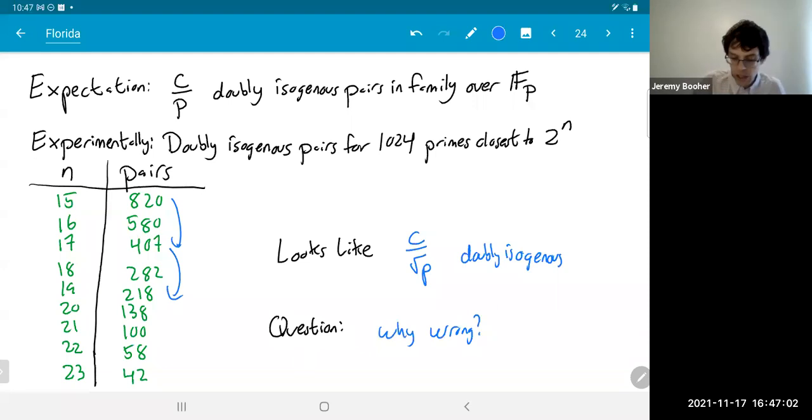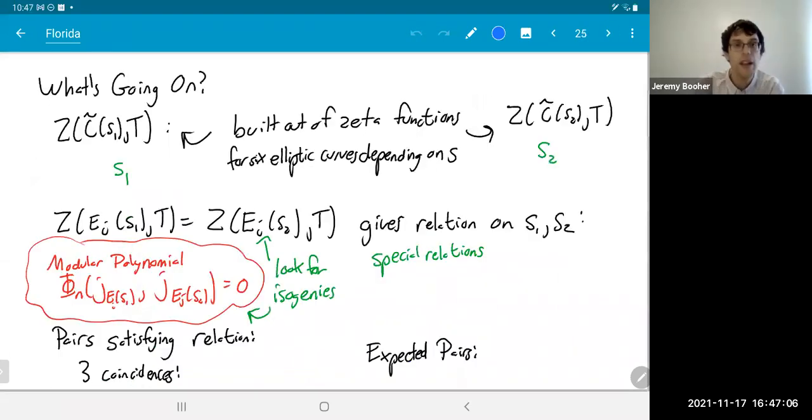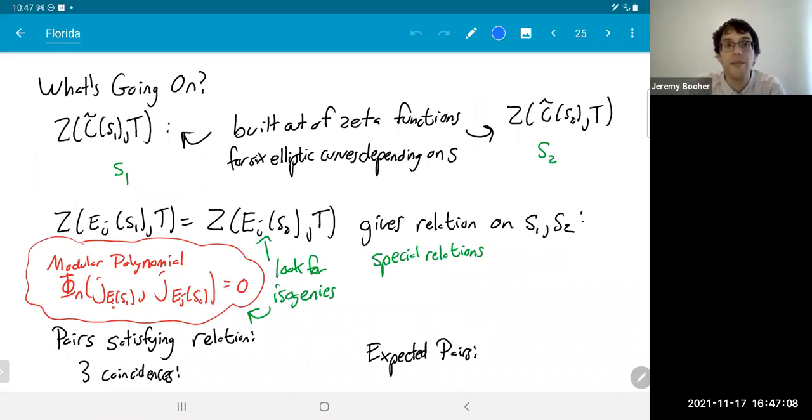Well, then you go back and think more about these covers and the geometry of the covers, and eventually you figure out what's going on. So remember, these covers had zeta functions which were built out of 6 different elliptic curves which depended on s, and then they were showing up multiple times.